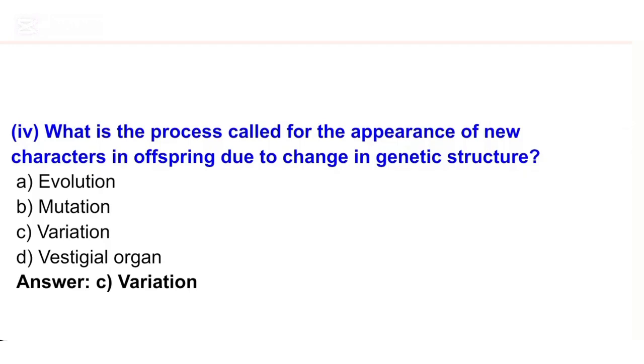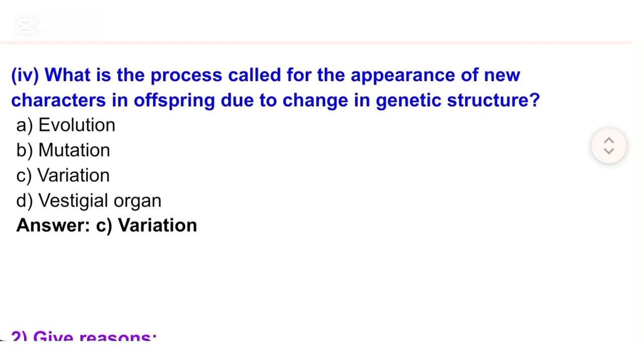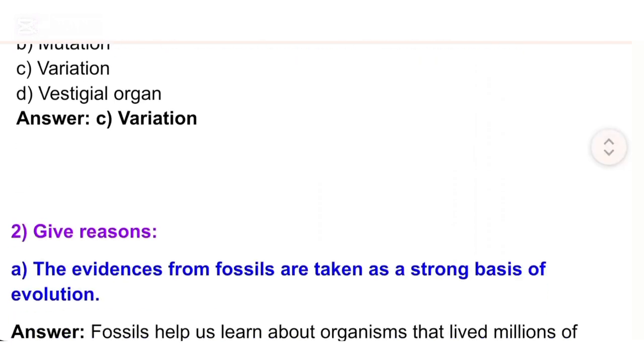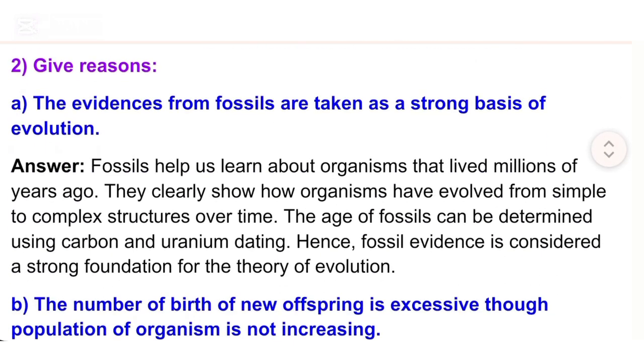IV. What is the process called for the appearance of new characters in offspring due to change in genetic structure? A. Evolution. B. Mutation. C. Variation. D. Vestigial organ. Answer. C. Variation.